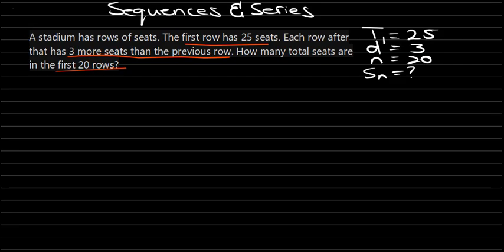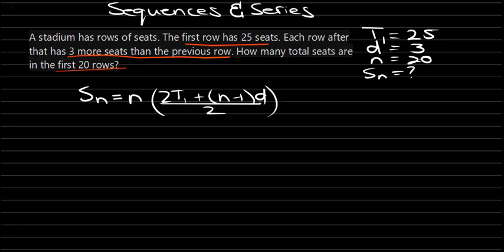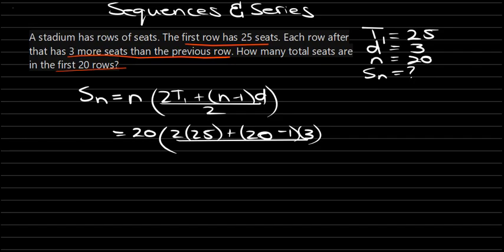All we do is we plug it into our formula. Sn equals n multiplied by (2t1 plus (n minus 1) times d) all over 2. And once we plug in our values, n is 20, 2 times t1 is 25, plus n again is 20 minus 1, and our d is 3. All of this divided by 2.